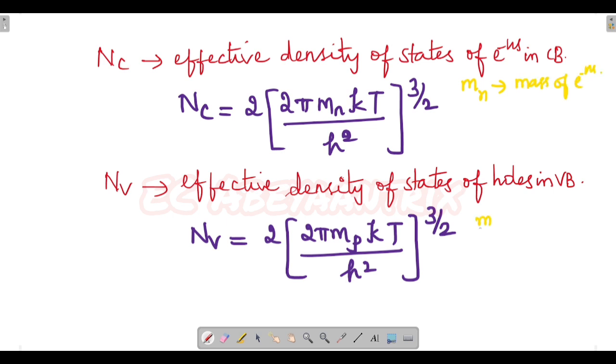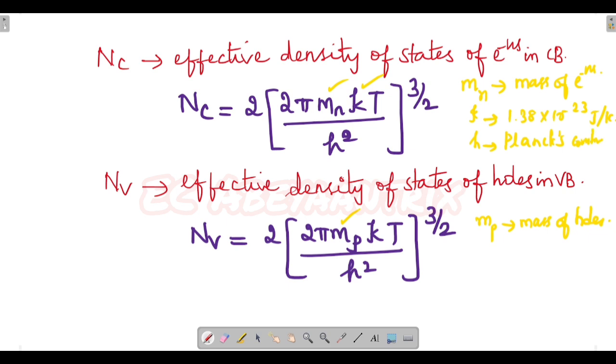And here, instead of mn, we write mp for NV. The rest of the formula terms are the same, you can cross check. So mp means the mass of holes. K refers to the Boltzmann constant. Recall the value, 1.38 into 10 power minus 23 joule per Kelvin. T is the absolute temperature, and h means Planck's constant.